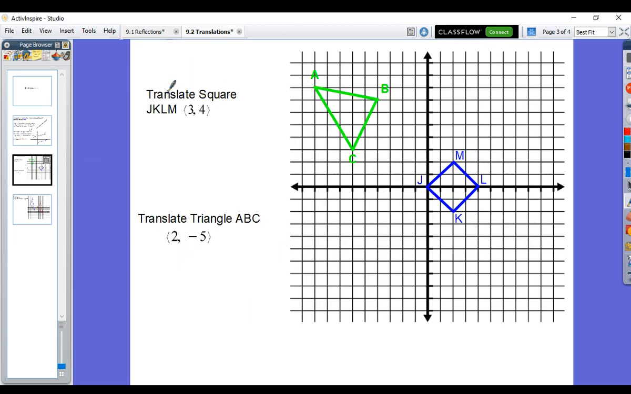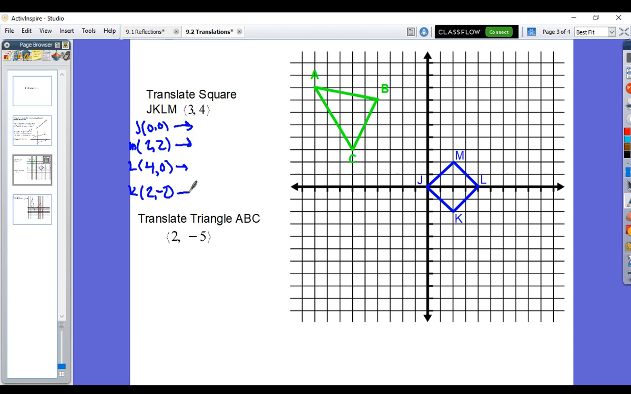Here, we're going to translate square JKLM along vector 3, 4. So let's get the coordinates. J is currently at 0, 0. M is at 2, 2. L is at 4, 0. And K is at 2, -2. We are going to translate along 3, 4.